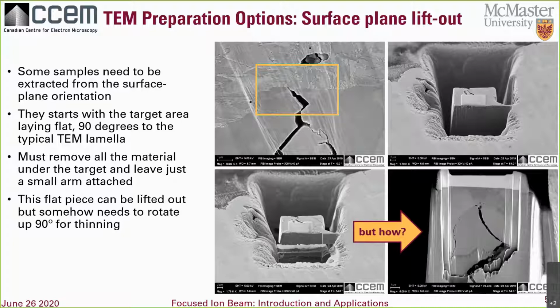The sample starts out with the target area laying flat, 90 degrees to the typical TEM liftout lamella. And here the FIB needs to remove all the material under the target and just leave a small part of it attached to the side. This flat piece can be lifted out, but somehow it needs to be rotated up 90 degrees to be oriented properly for thinning. And this here is the key step that enables the whole process. There are a few ways to do this.